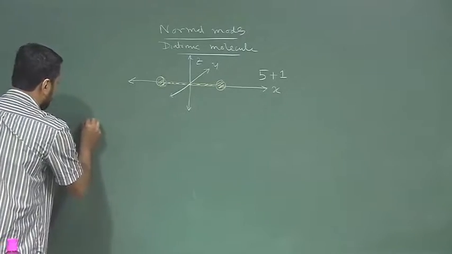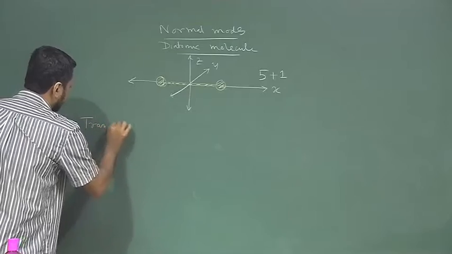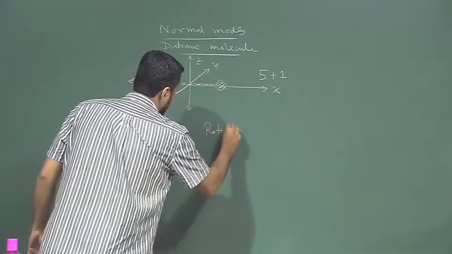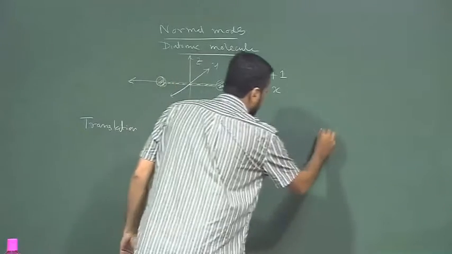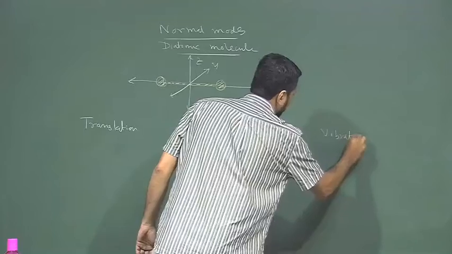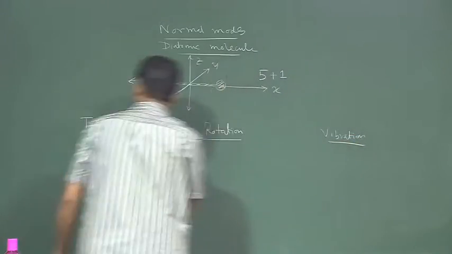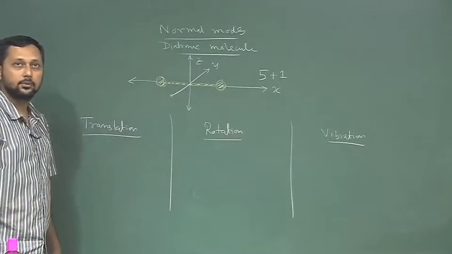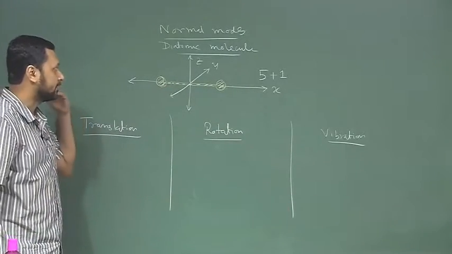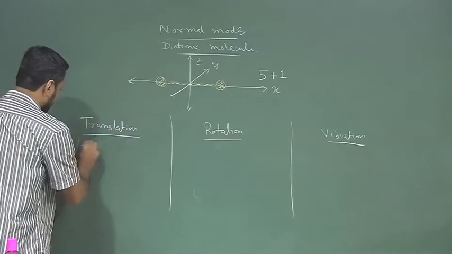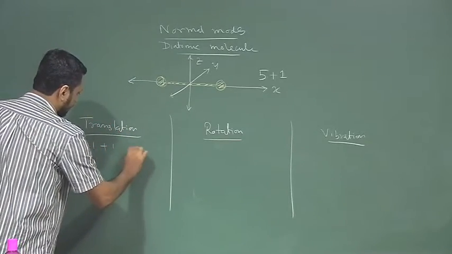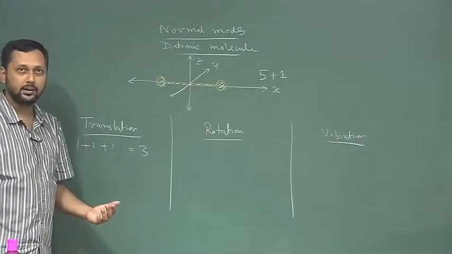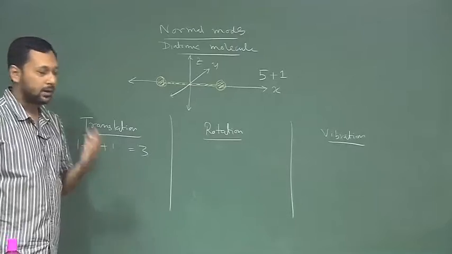So we have translation, we have rotation, and we have vibration, right. How many types of translation are possible? As I said, it can translate along any of the axes. So we have 1 plus 1 plus 1 equal to 3 types of translation. One is due to x, one is due to z, and the third one is due to y.